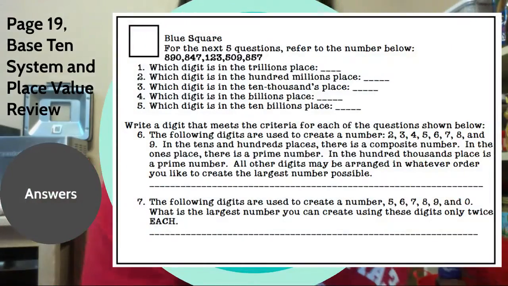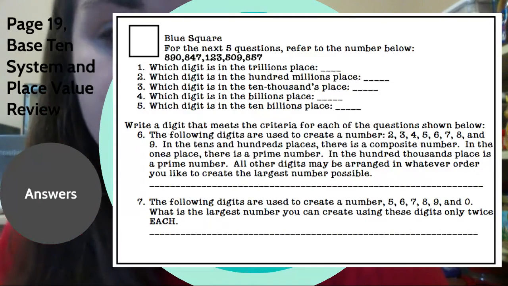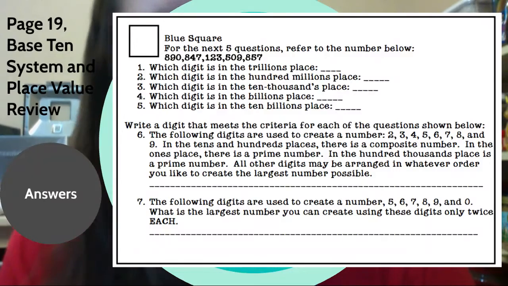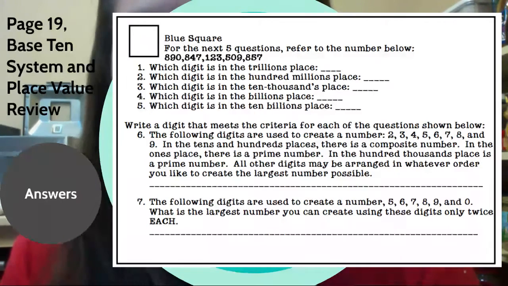So for this blue square, it says for the next 5 questions, refer to the number below. Number 1 says, what is the digit in the trillions place? Number 2 says, which digit is in the 100 millions place? Number 3, what digit is in the 10,000s place? Number 4, what digit is in the billions place? Which digit is in the 10 billions place?